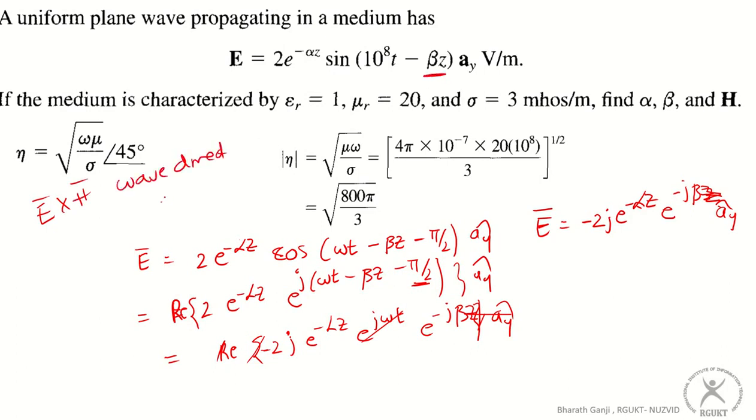The wave is traveling in positive z direction. If I take an electric field which is in y direction, then what should be the direction of H so that I can get a z? So it should be minus ax cap, right? So for the magnetic field, I have to fill three brackets, right?